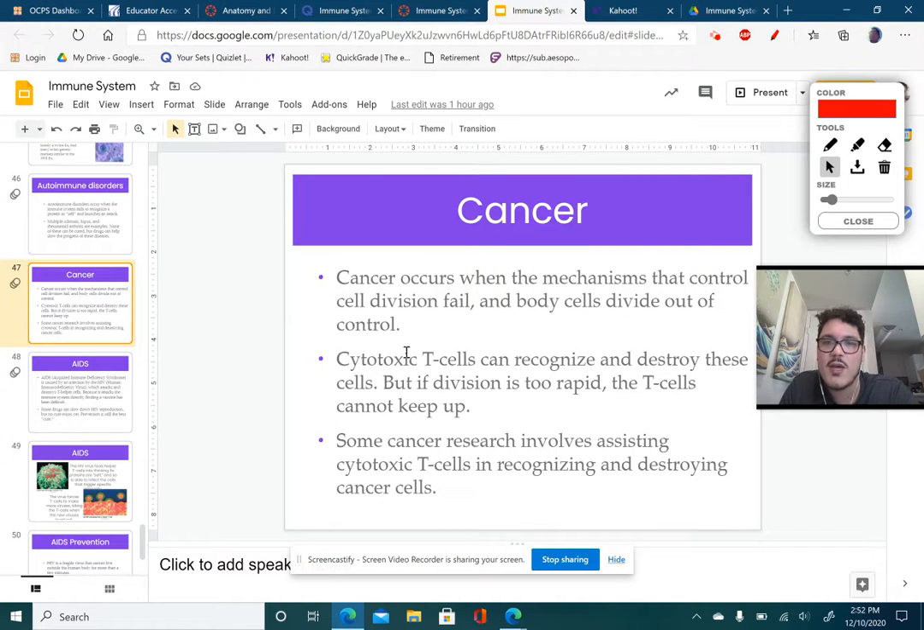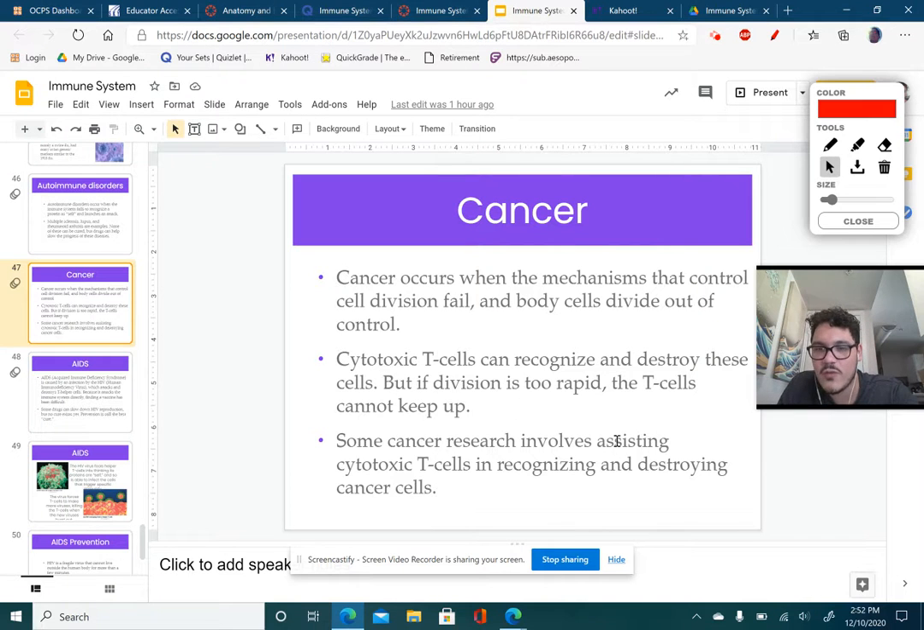The good news is you normally have killer T cells or cytotoxic T cells to recognize and destroy these cells. And I've mentioned this previously. Most of us will have cancer hundreds of times in our lives, but your killer T cells will go out of their way to destroy these cells. So they do a good job of destroying them before they ever become a problem. But if division is too rapid, so if they grow too fast, the T cells physically cannot keep up. If they can't keep up, then that's when you consider it diagnosable cancer.